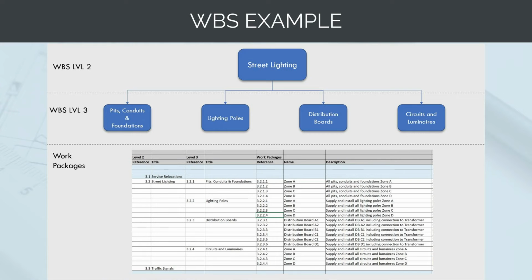But as you see, street lighting we've broken down into pits, conduits, and foundations, light poles, distribution boards, and circuits and luminaires. Then the next level under this, we could say is the lowest level, which is our work packages. So under pits, conduits, and foundations, we can break them down into, say, Zone A, Zone B, Zone C, and Zone D. Our work packages are the lowest level of the work breakdown structure. So we've broken the overall project scope down into the smallest component task or piece.